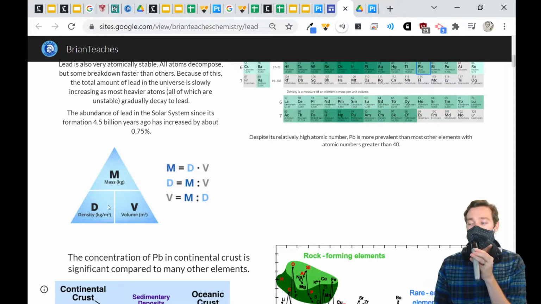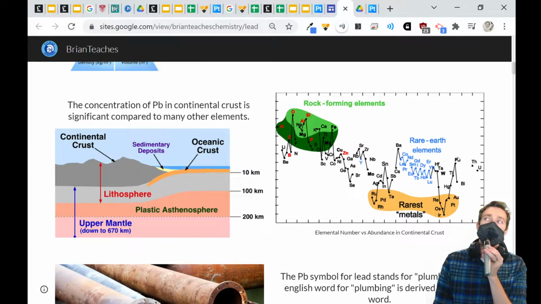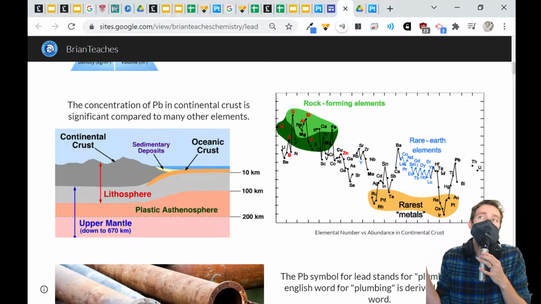And you'll also use this triangle for forces in physics. So that's what that's about. These slides are just showing the amount of lead in the continental crust, where we get most of our minerals and all of our building supplies from. Lots of lead. So that's why we used it. We just had a lot of it.